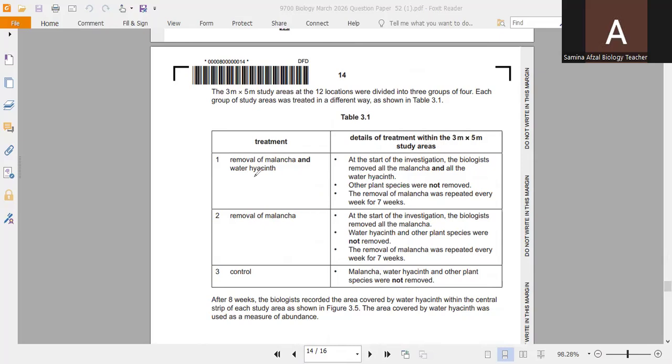For removal of Melanca and water hyacinth, at the start of the investigation, the biologist removed all the Melanca and water hyacinth. Other plant species were not removed. The removal was repeated every week for 7 weeks. Then number 2, removal of Melanca: at the start of the investigation, they removed all the Melanca, while water hyacinth and other plants were not removed. The removal of Melanca was repeated every week for 7 weeks. In the control, Melanca, water hyacinth, and other plant species were not removed. Nothing was removed in the control.